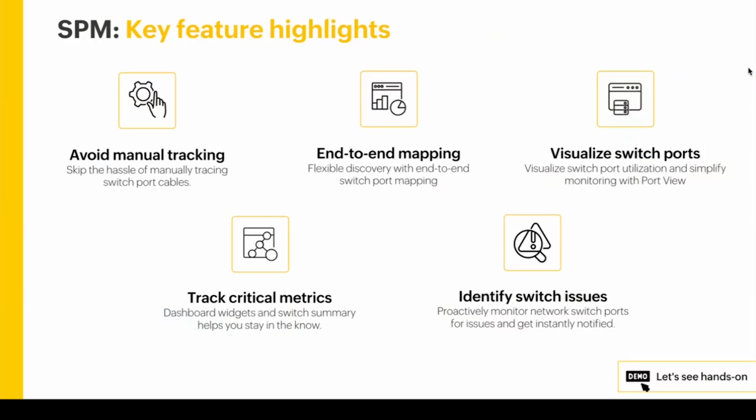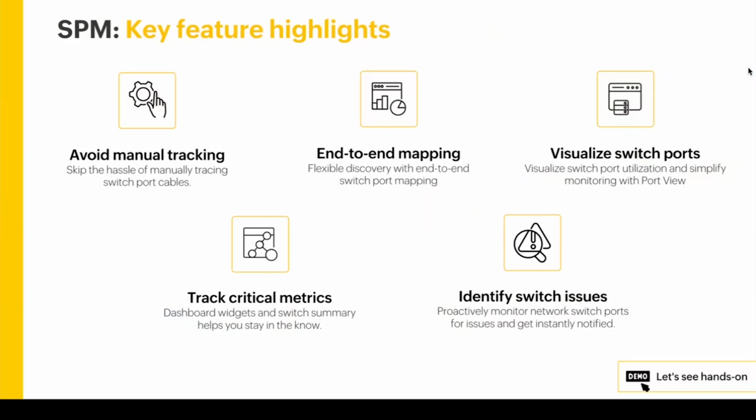OpUtils also displays critical metrics that need to be tracked for your switch ports. These metrics aid in comprehending the utilization of resources within your network and how these resources are mapped. And the OpUtils switchport mapper module identifies switch issues such as port flapping and looping by proactively monitoring your switch ports and sending you alerts, alert emails or switch logs when something goes wrong in your network.